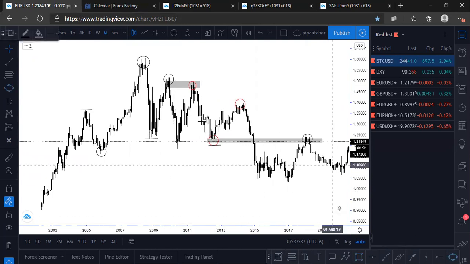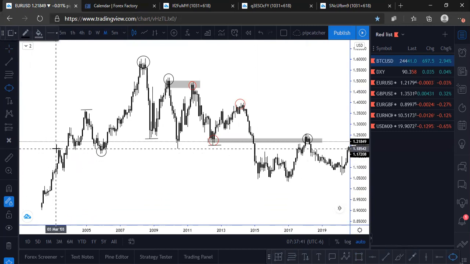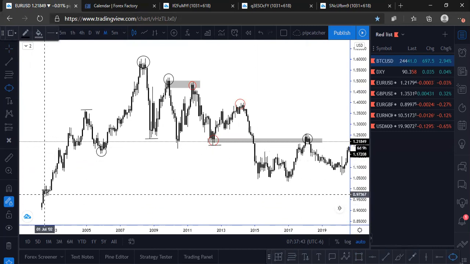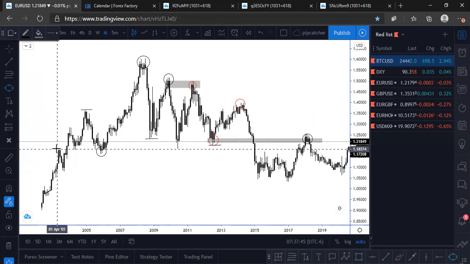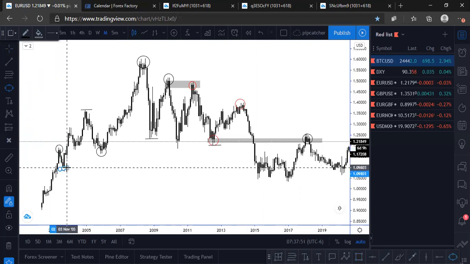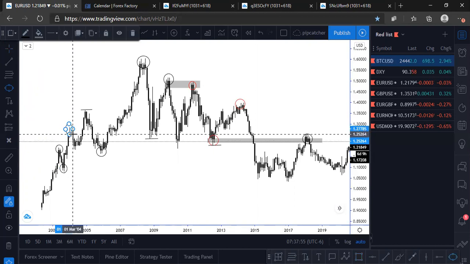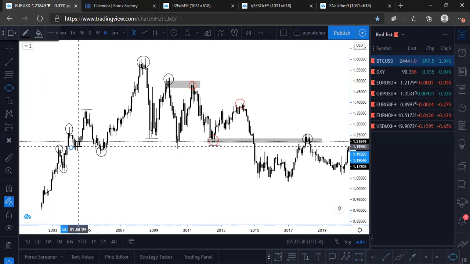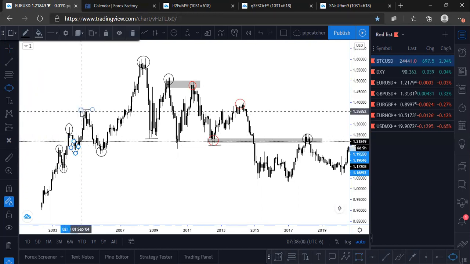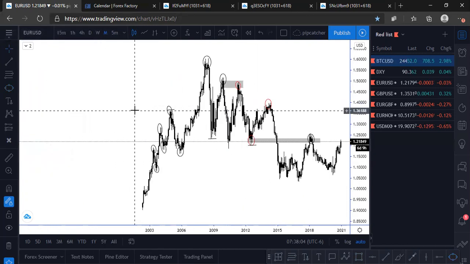I mean, even just over here at the beginning of where this price chart starts, we have this push up right here, and then we make a high, and then a higher low, and then a higher high, and then a higher low, and then a higher high, right?